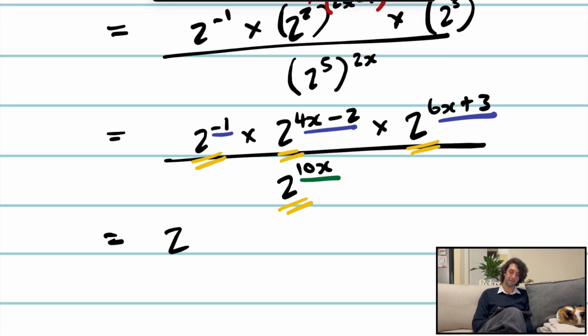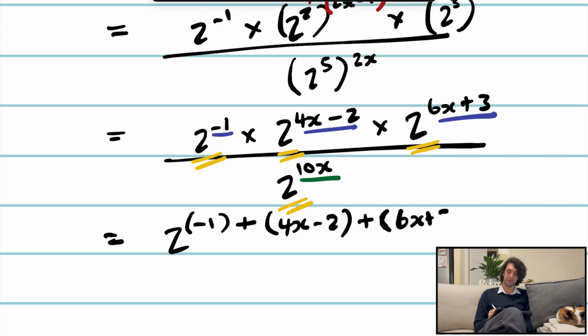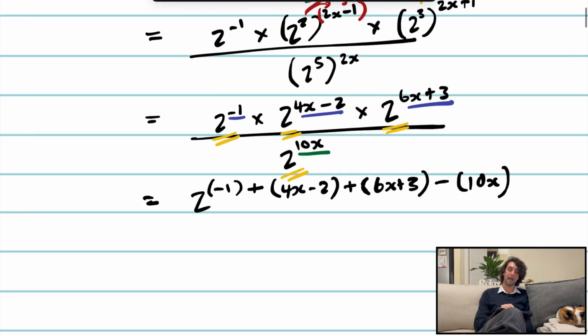So what I end up with is negative 1, and I can put it in brackets, plus 4x minus 2 plus 6x plus 3 minus 10x. Okay, and I like to put it in brackets because sometimes the sign will multiply in, and if we have multiple terms, that sign is going to affect all of those terms over there. Okay, next step. So basically it's just negative 1 plus 4x minus 2 plus 6x plus 3 minus 10x.